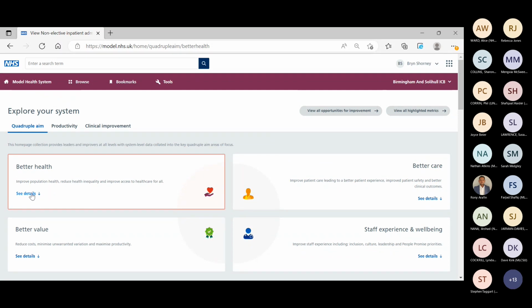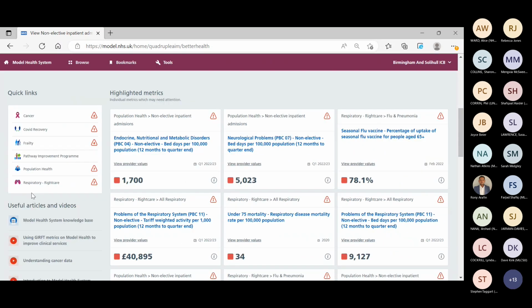So for example, if I click into better health, then it will bring up a list of compartments that are most related to better health. I've covered population health. There's also respiratory compartment, frailty, cancer, and pathway improvement program, which is a new piece of work in the last year, 18 months, that was focusing on eye care, cardiac, and musculoskeletal services.